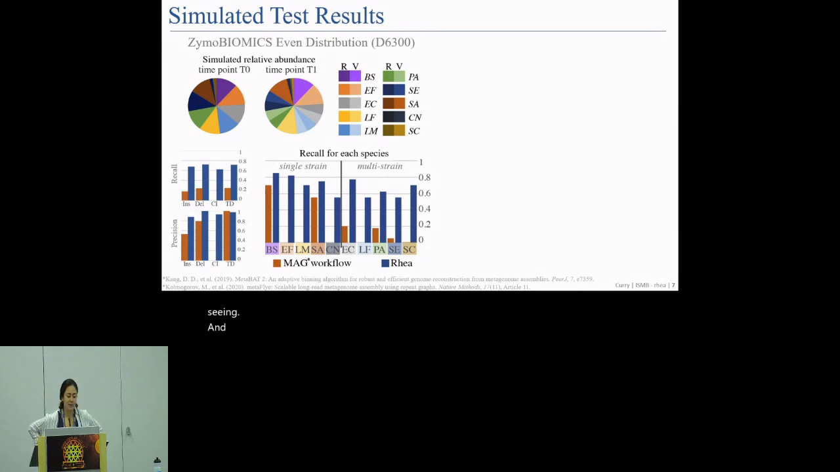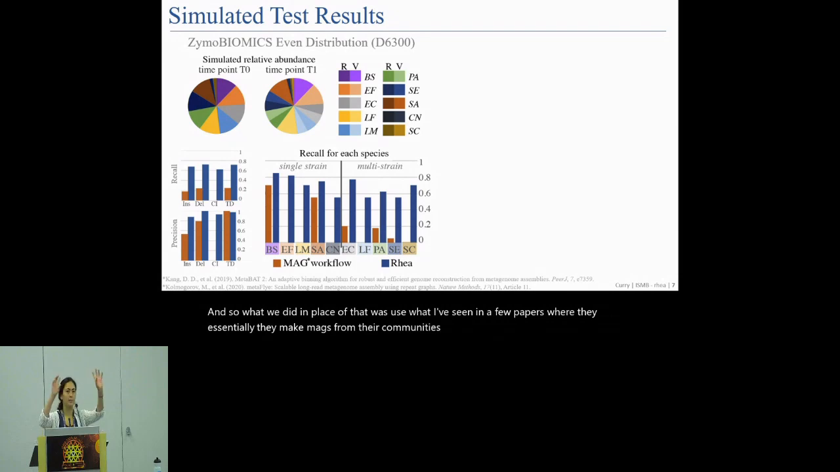And so what we did in place of that was use what I've seen in a few papers, where they essentially make MAGs from their communities and then use a single structural variant detection method that is used for a single genome between the MAGs. So that's what we've done here for our comparison. So on these graphs here, the yellow or the orange bars show what we got out of our MAG workflow, and the blue here for our tool, Rhea.